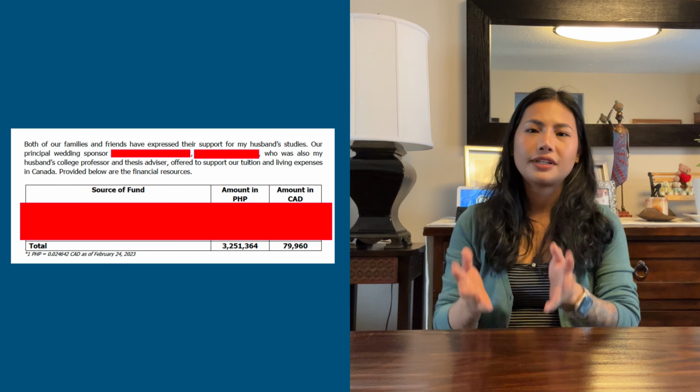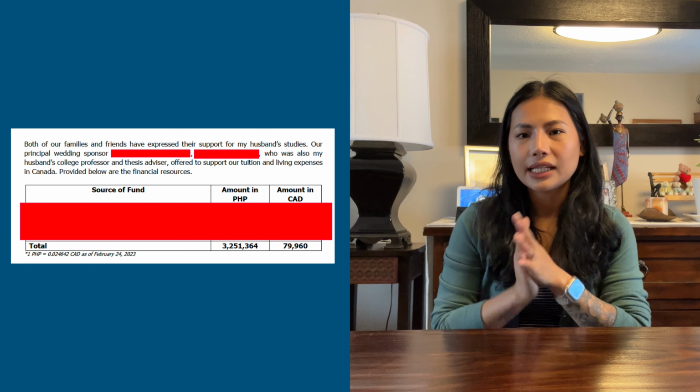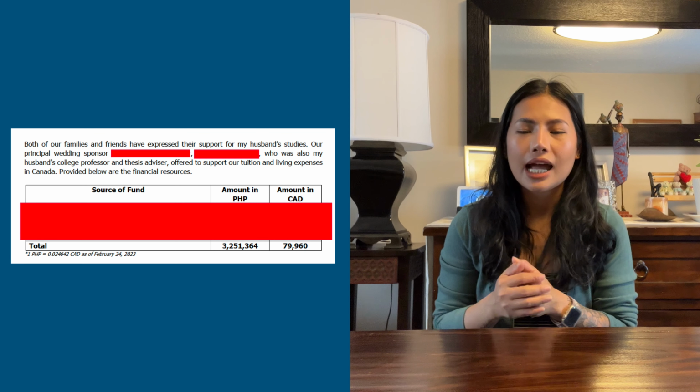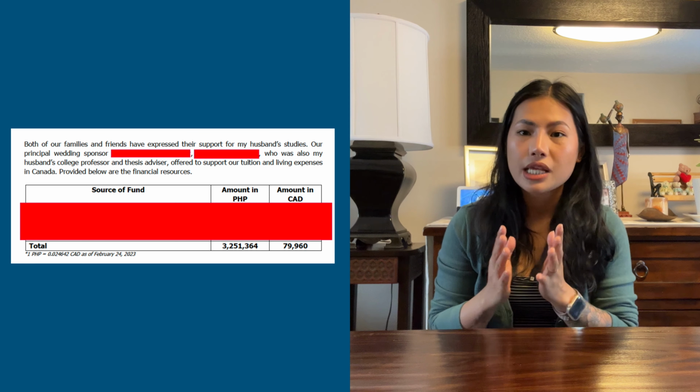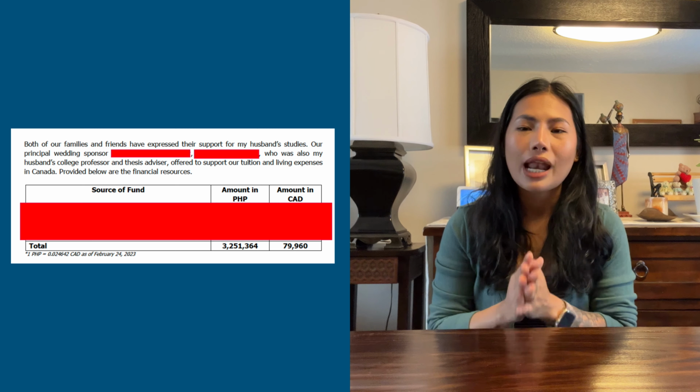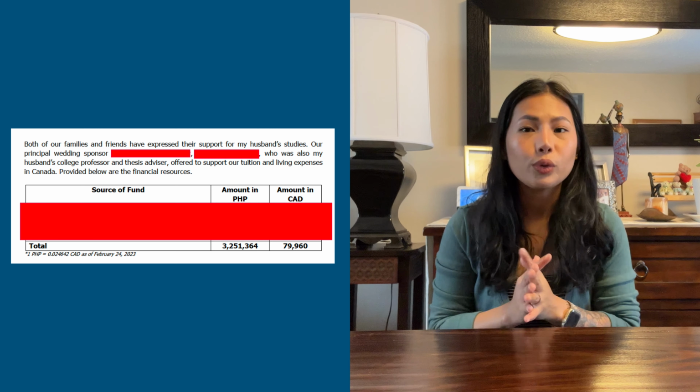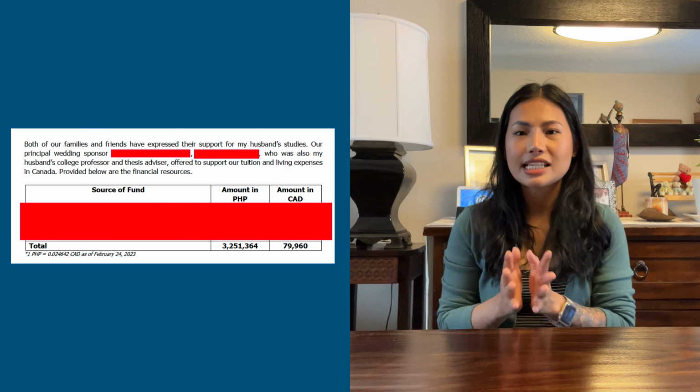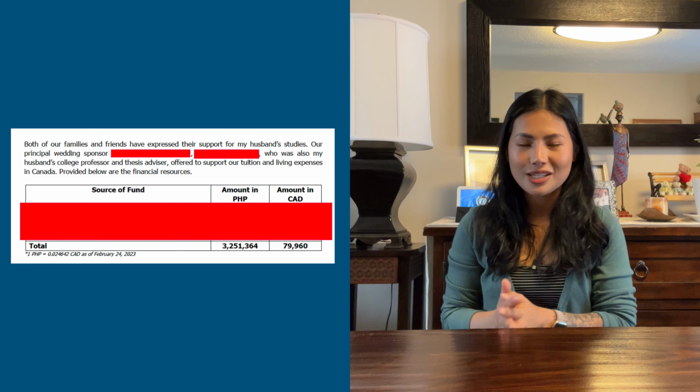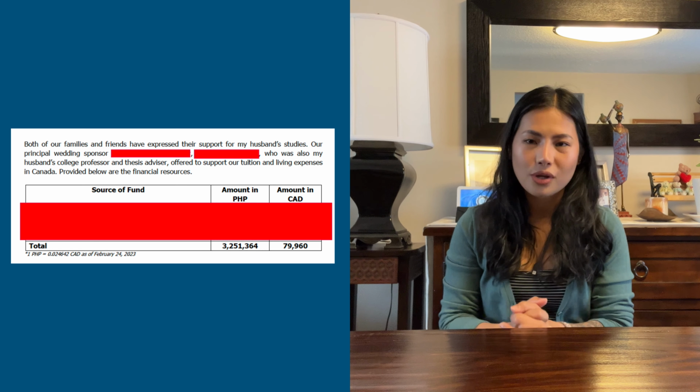Next part is the proof of funds. So sa SOP ng main applicant, in-explain namin in detail kung saan galing yung funds namin. We are fully sponsored, ibig sabihin, wala kaming present na sariling pera. And 100% ng funds namin ay galing sa sponsor namin, who is our college professor and wedding sponsor.